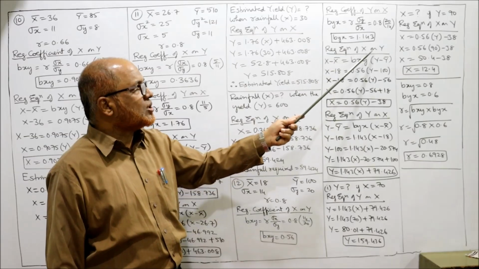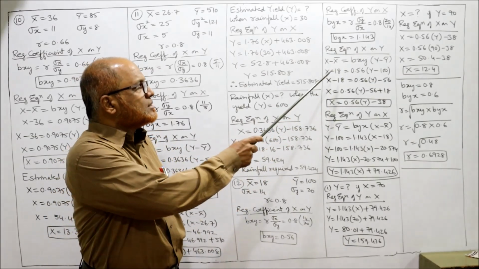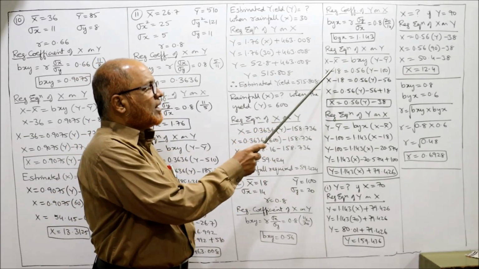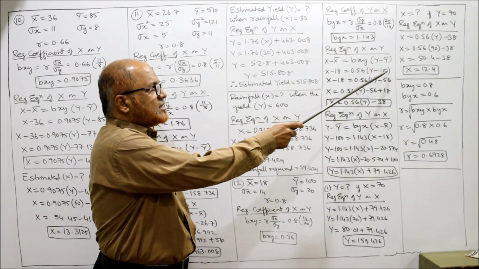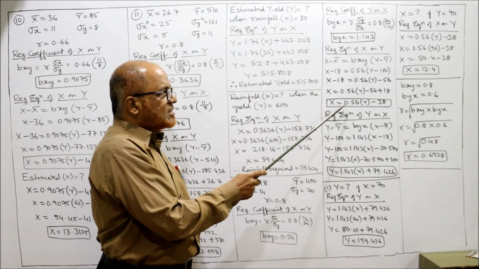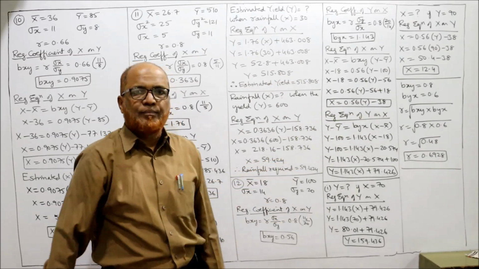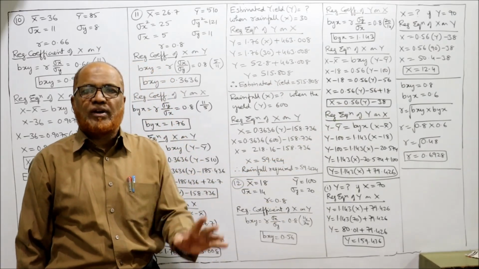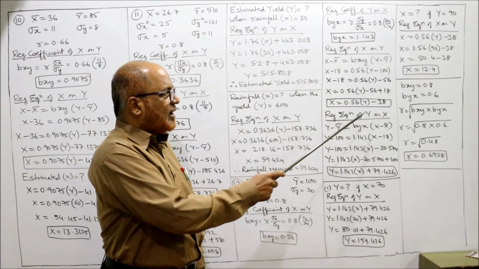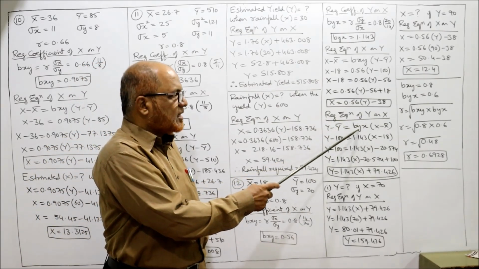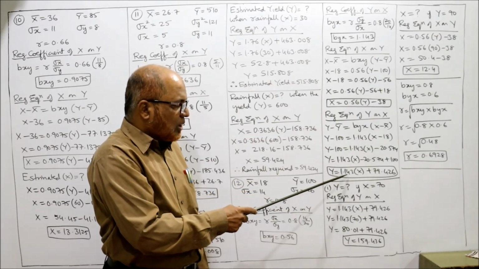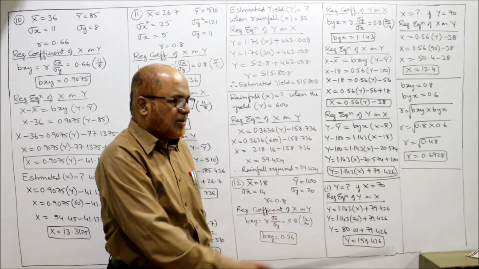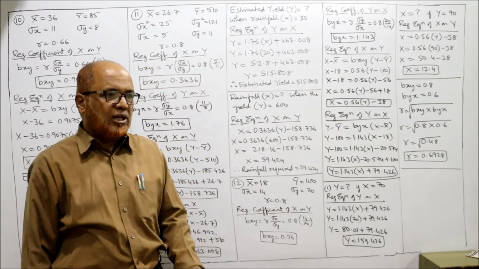Now the regression equation of X on Y. X minus X bar is equal to BXY into Y minus Y bar. X bar is 18, BXY is 0.56, Y bar is 100. Substitute, we'll get X is equal to 0.56 Y minus 30. One regression equation we got, X on Y. Similarly, the regression equation of Y on X, Y minus Y bar is equal to BYX into X minus X bar. Substitute the values, you get Y is equal to 1.143X plus 70. So we got both the regression equations.